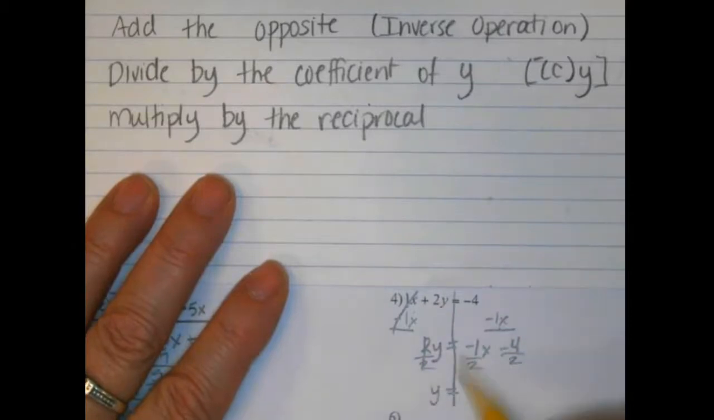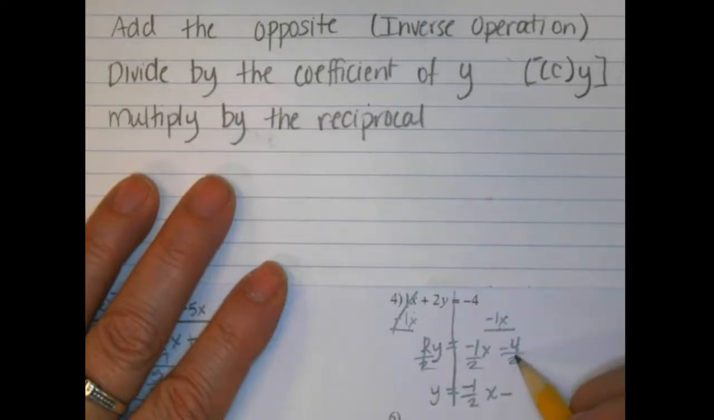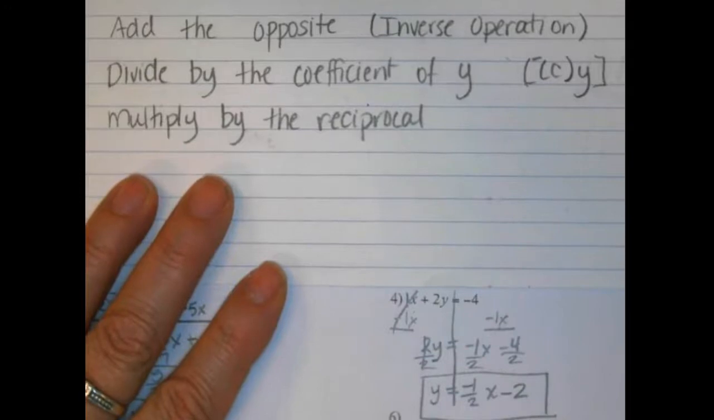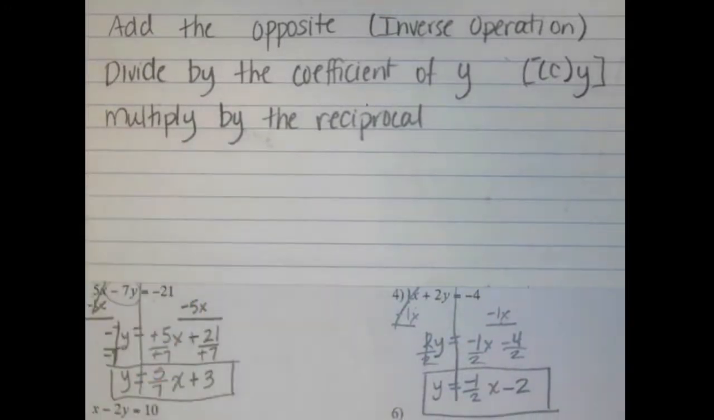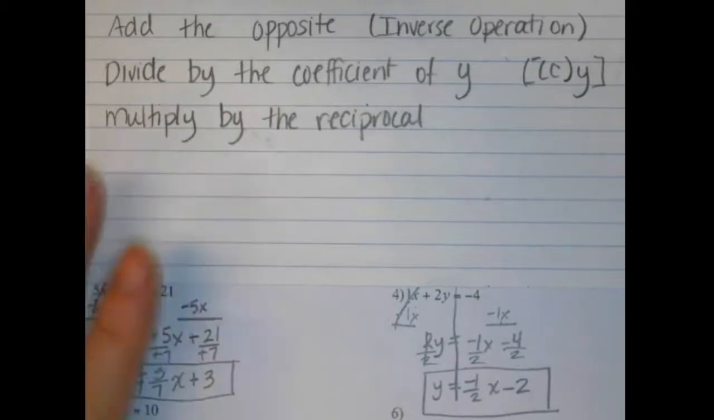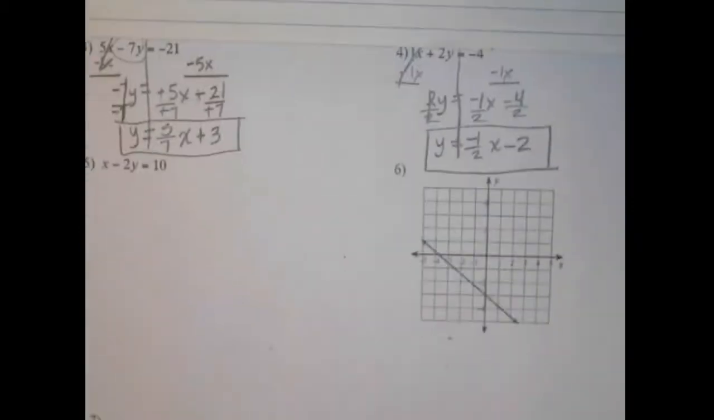I can't simplify or reduce negative 1 over 2, so I'm going to leave it as negative 1 over 2 times x. I have a negative divided by a positive, so that's going to give me a negative intercept. 4 divided by 2 is 2, so my answer should be y equals negative 1/2 x minus 2, right? Easy peasy lemon squeezy. All right, you guys are going to do number 5. Let's go ahead and take a look at number 6.